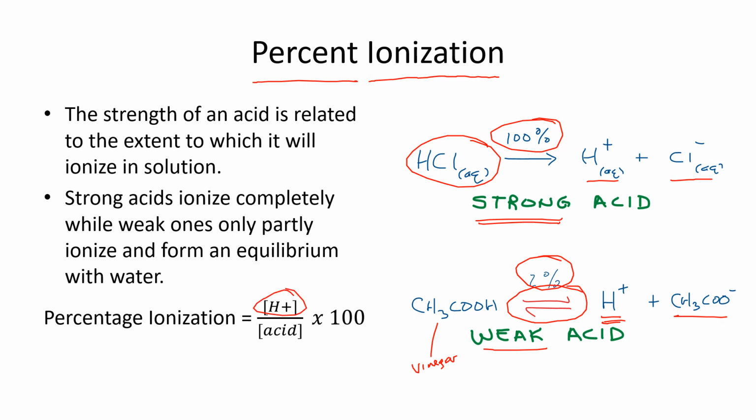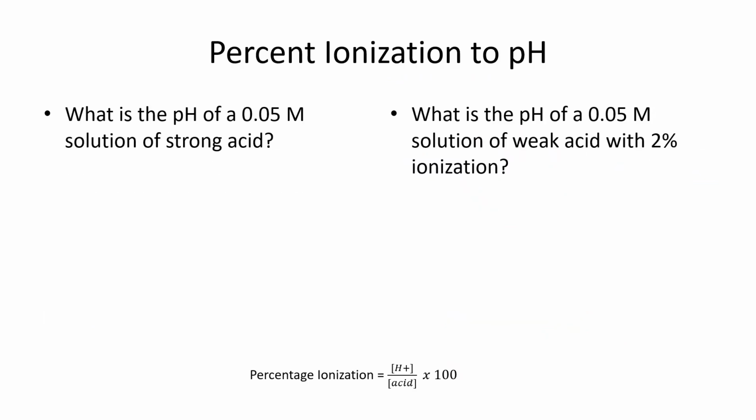And so you can show that with a basic percentage. Just divide the concentration of the hydrogen ions by the overall concentration of acid molecules that you had to begin with, and multiply by 100 to make a percentage. So let's start with a strong acid.